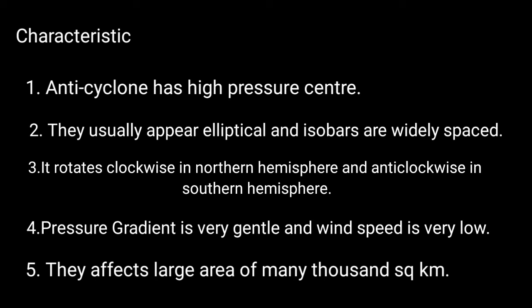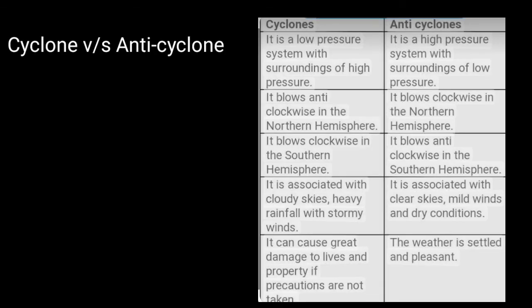Lastly, they affect a large area of many thousand square kilometers, which means the anticyclone is spread over a large area. This weather condition prevails over thousands of square kilometers. So these were the important characteristics of the anticyclone. These characteristics will help us differentiate between cyclone and anticyclone, which we will discuss in the next slide. Let us discuss the difference between cyclone and anticyclone.